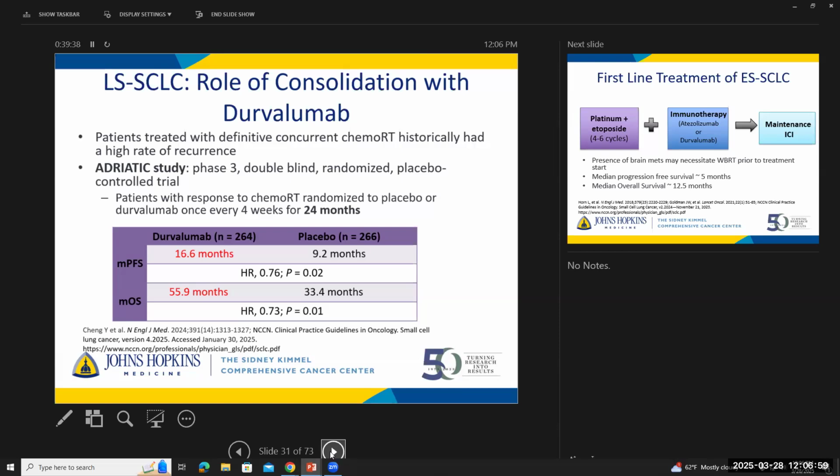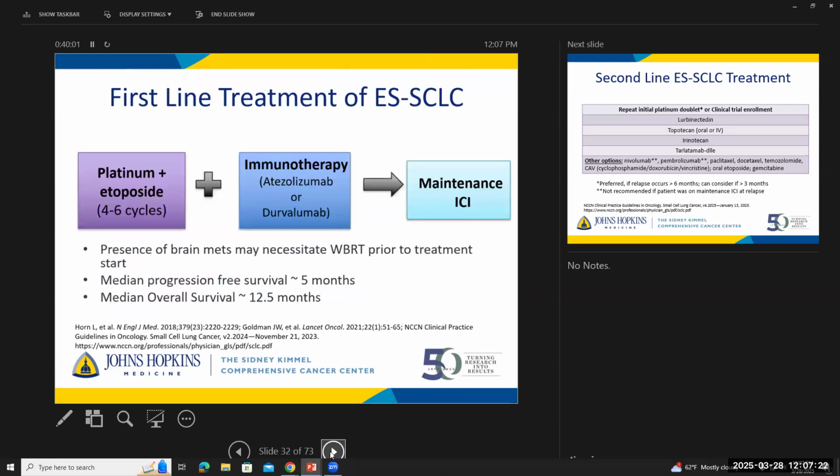If they got the durvalumab, if they got the immunotherapy for 2 years, they had a significantly increased survival, right? So patients who got placebo lived 33.4 months. People who got the durvalumab for 2 years lived 55.9 months, okay? So here we see a statistically significant improvement in overall survival by giving the immunotherapy for 2 years after the completion of chemotherapy and radiation. So this is just an update change this year based off of the results of this Adriatic study.